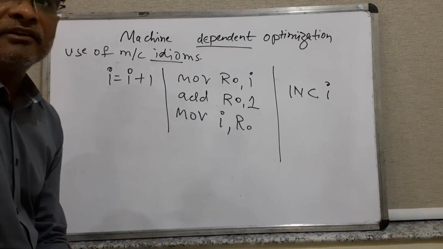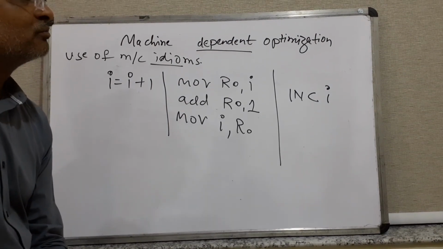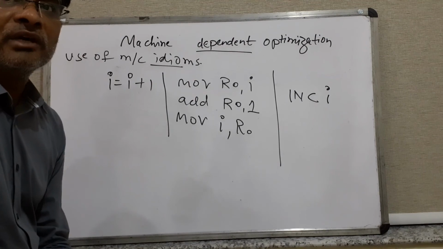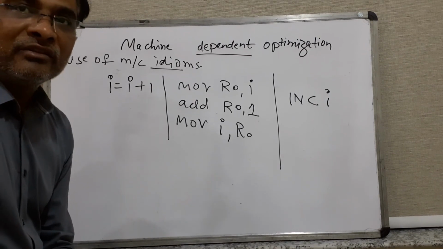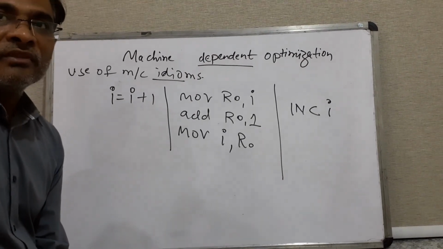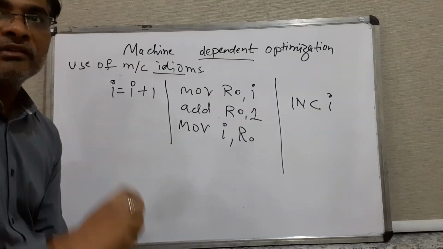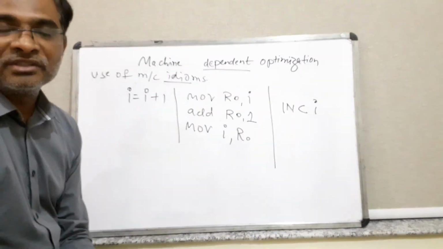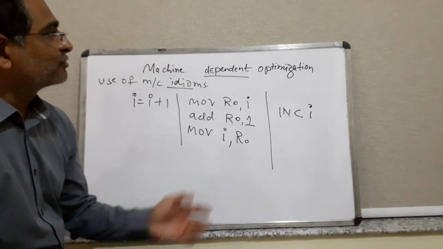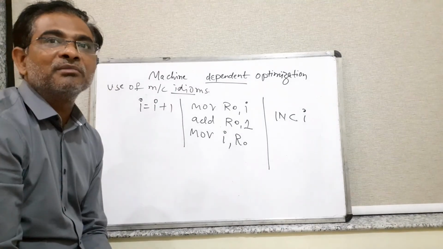Different microprocessors, different systems and machines have different instructions, where multiple assembly instructions are combined into a single statement. So this is the use of machine idioms, and this is nothing but sophisticated instructions which are available with these machines.